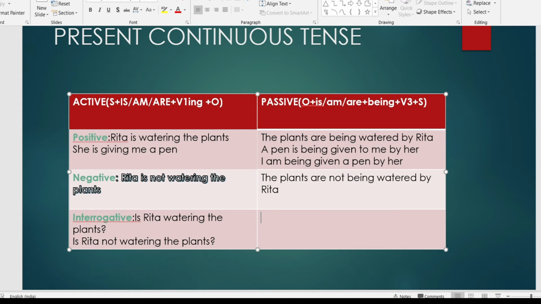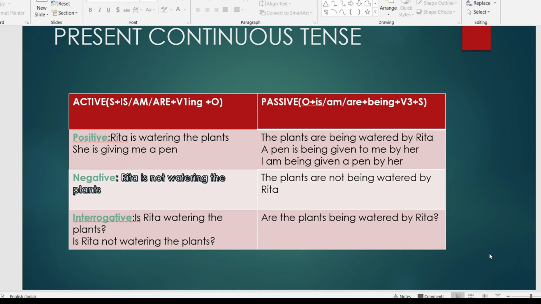Now the passive would be the plants. See, the passive one here is the plants are being watered by Rita. So it should become, are the plants being watered by Rita? क्या plants को पानी दिया जा रहा है रीता के द्वारा? और are the plants not being watered by Rita? क्या पौधों को पानी नहीं दिया जा रहा है? Clear? Pause wherever you feel like you are having the doubt. You can even comment below and ask the passives of few sentences.